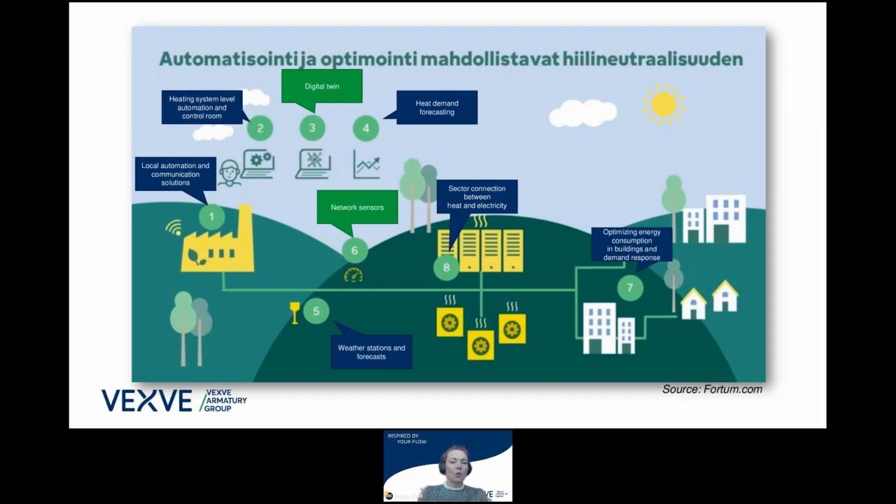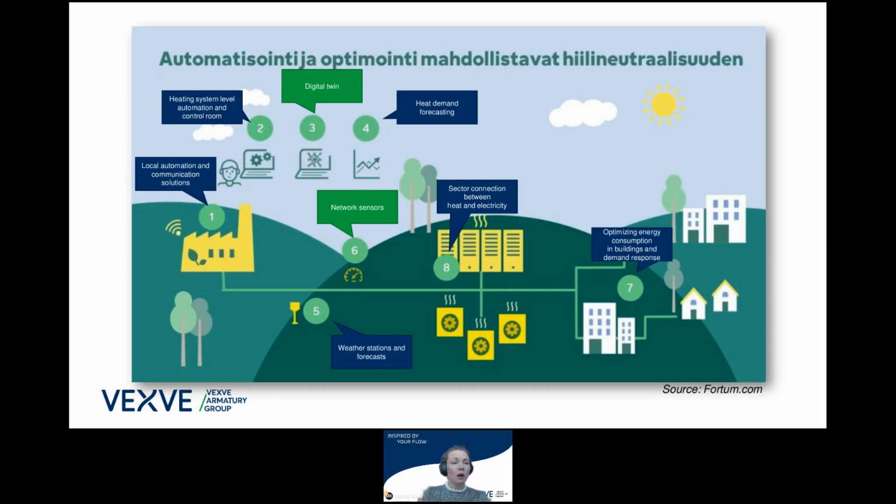And when we move towards this more complicated system, it's no longer possible to steer that network and the power plants manually. Automation is needed, optimization is needed, and they are required to enable carbon neutrality in the future. And in this case, Espoo Clean Heat, they have 8 major project parts in terms of the system optimization.